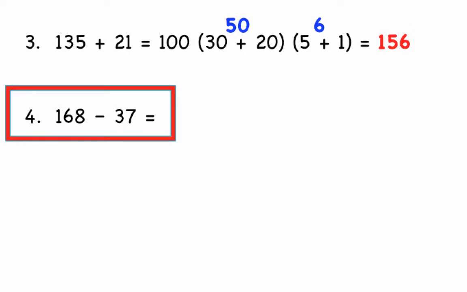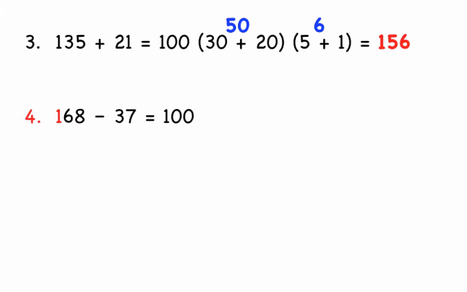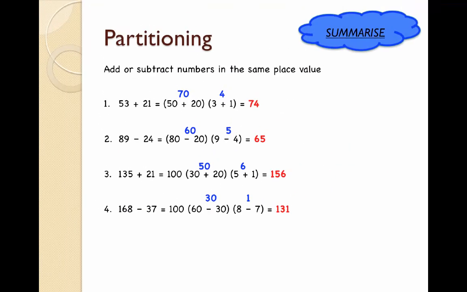The last example we're going to look at is 168 take away 37. We start with the 100 from the 168. We then take the 60 and subtract the 30, and that gives us 30. And then we take the 8 and subtract the 7, and that gives us 1. All in all, we get 131.